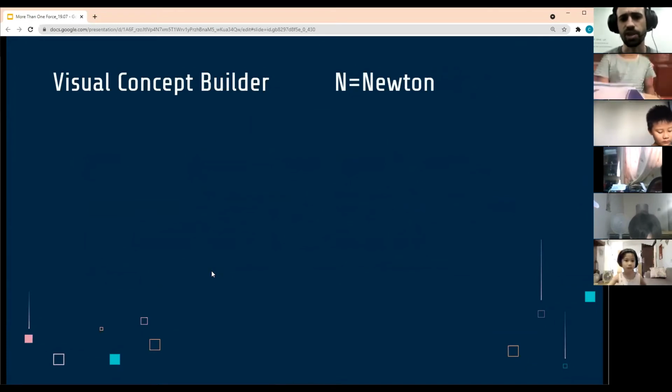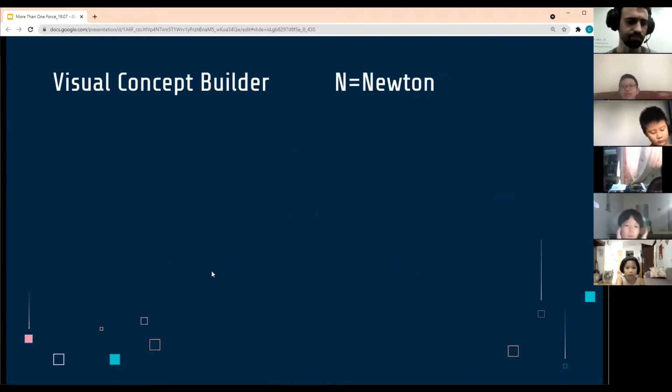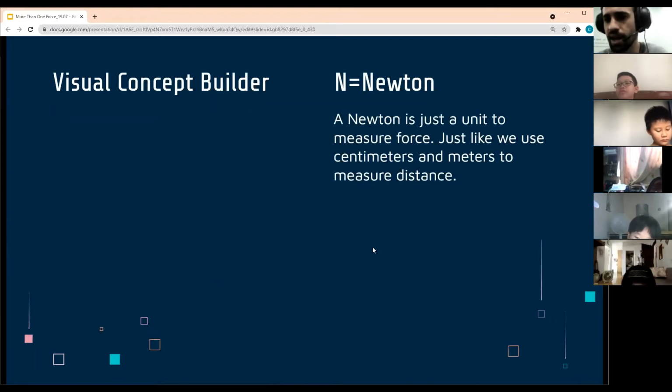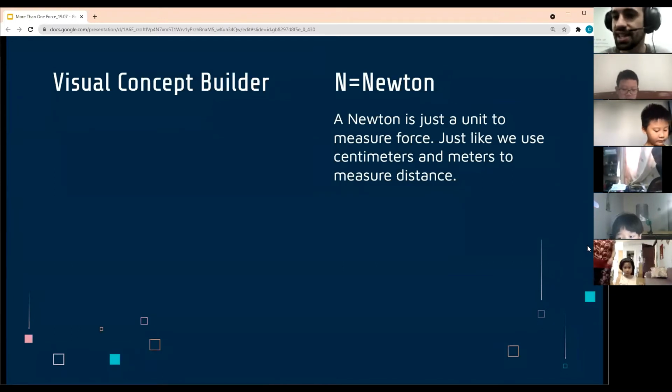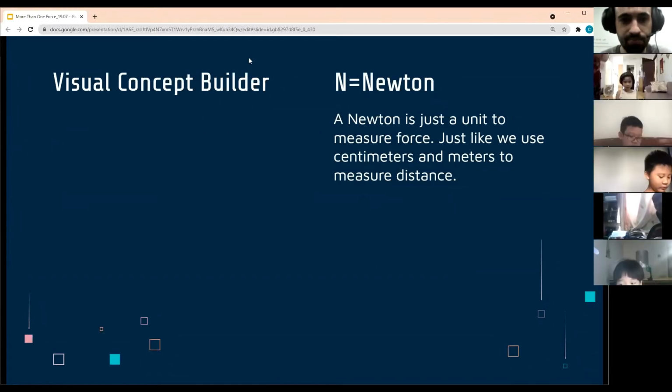Okay, so let's do a little bit of a concept builder. Now, we have an N equaling a Newton. It's just a measurement of force. Now, let's have someone read about a Newton. Very good. So that's just how they measure force. It's how we calculate and measure force. Nothing complicated. You guys don't need to know that for a quiz or anything, but if you see the capital letter N, you know they're talking about force.